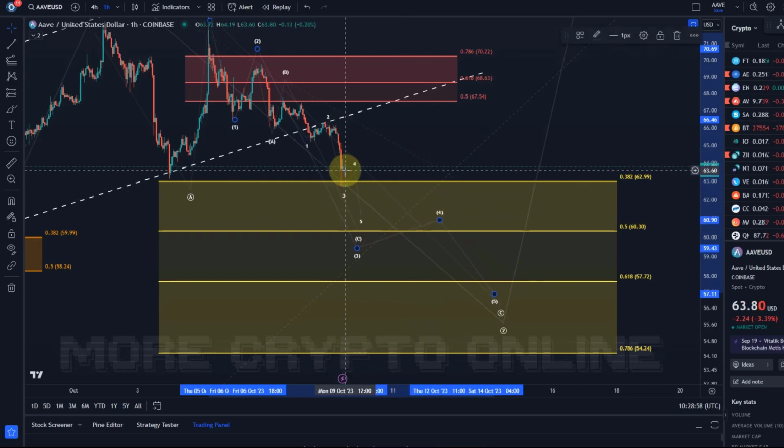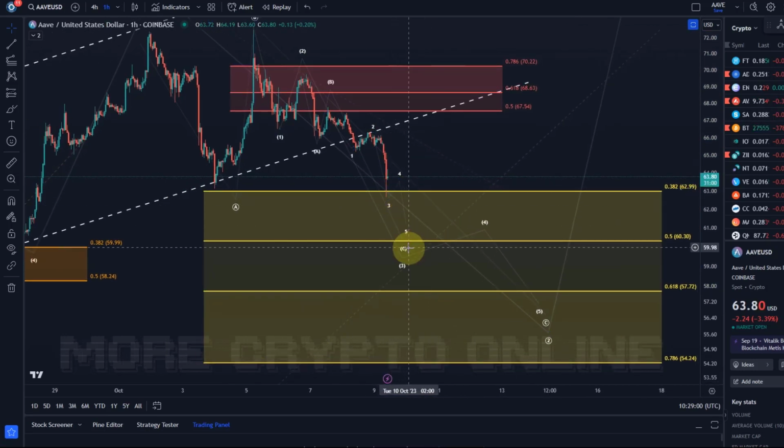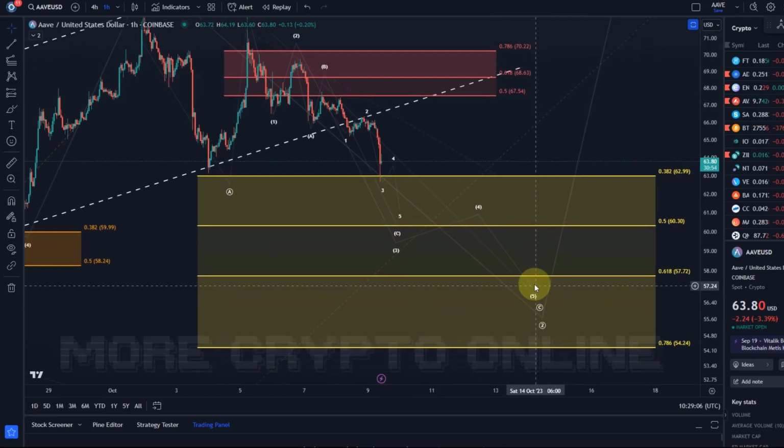This now could be a 4th wave bounce, and then we should get one more low in wave 5, which could take us to 60, maybe another bounce, and then down to around about 57. Okay, that would be ideal.